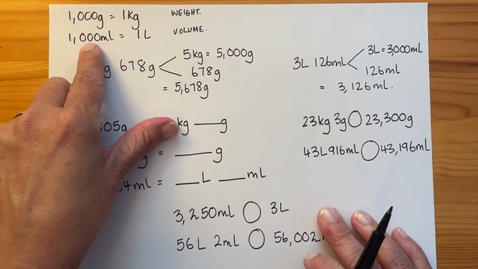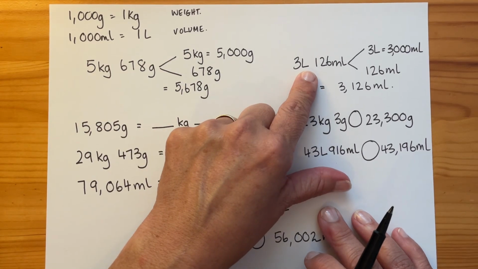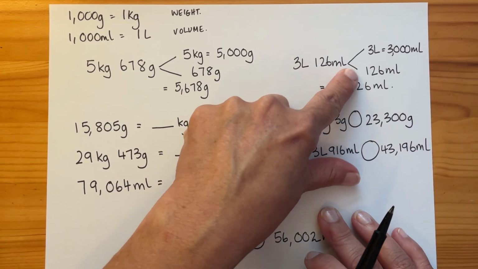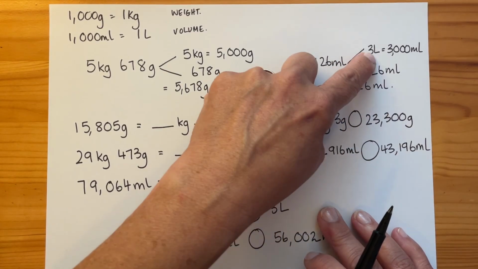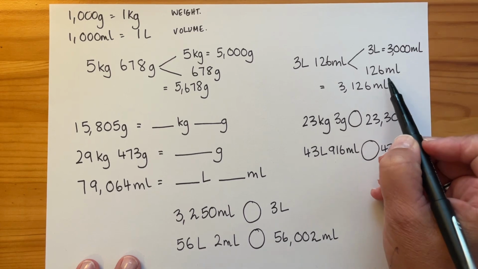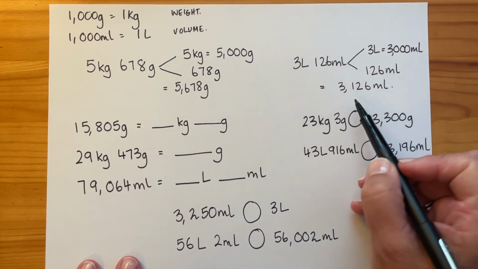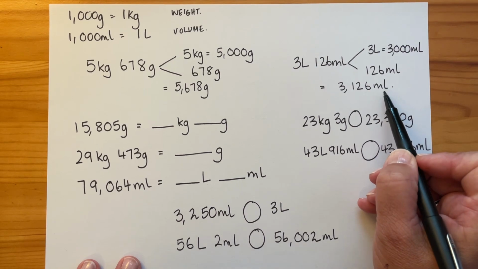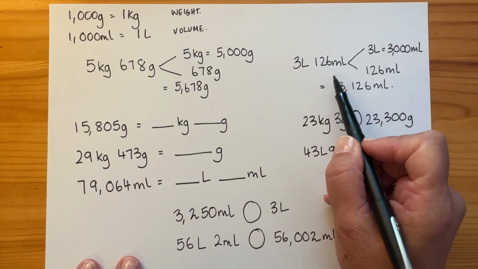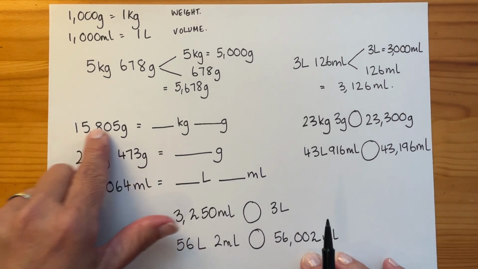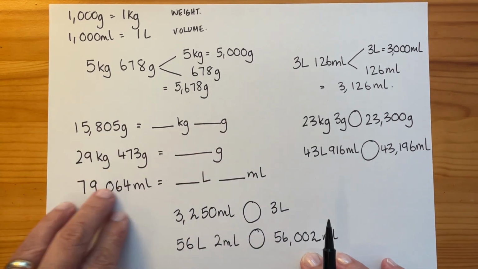And that would be the same concept with the volume. So we've got 1,000 milliliters is 1 liter here, right? So we need to remember that. We've got 3 liters, 126 milliliters left over. 3 liters is the same as 3,000 milliliters. You've got the 126, don't forget them. If you add those together, you have 3,126 milliliters. So that's the same as 3 liters and 126 milliliters. So this really helps us when we have to convert.